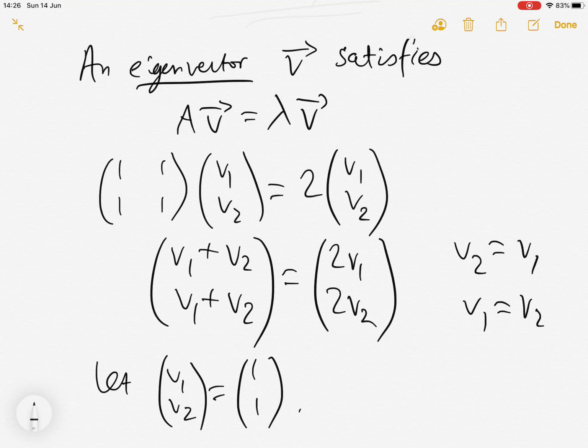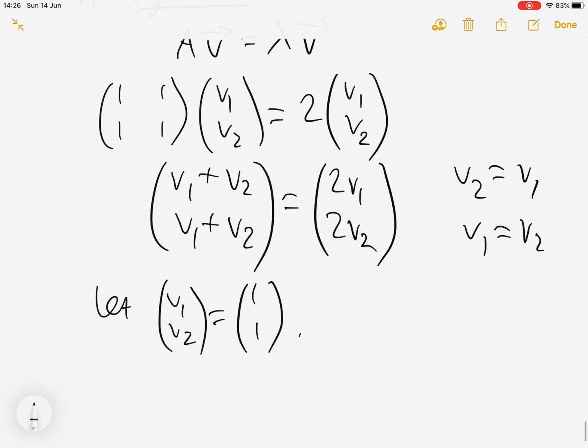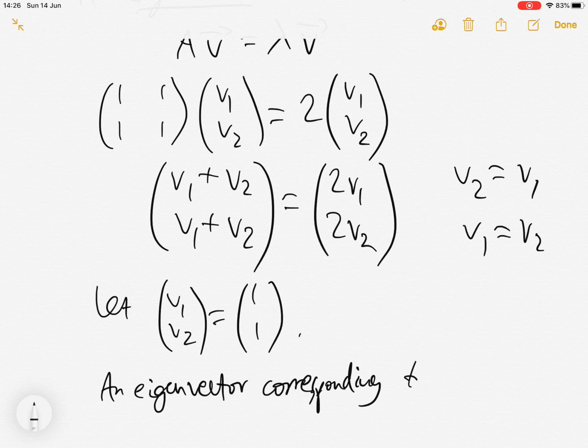And we can do the same thing for 0 as well. I think for 0, we'll find we need V1 to be minus V2. So an eigenvector corresponding to eigenvalue 0 is 1, minus 1.